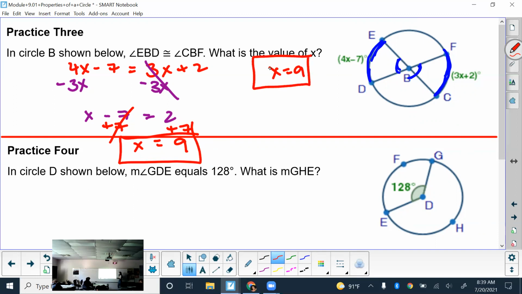And it only asked for the value of x. It didn't say like what's the measure of ED. If it did, you would just plug that in, right? But it only asked for the value of x, so we can stop there. Questions?